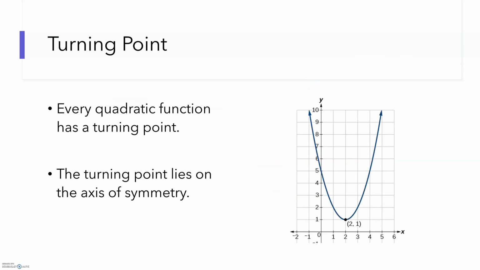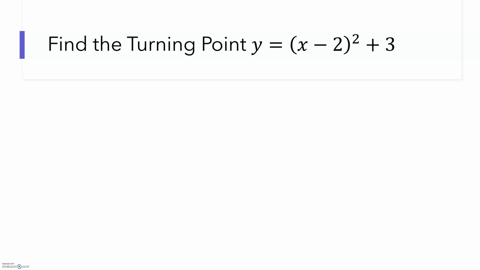Once we figure out the axis of symmetry, then we can start working on the turning point. Now, every single quadratic equation has a turning point. Okay, every single quadratic function or equation has a turning point. The turning point, remember, lies on the axis of symmetry. The axis of symmetry is just a vertical line that passes through it. So that means if we can identify the axis of symmetry, we have the axis of symmetry for this equation.